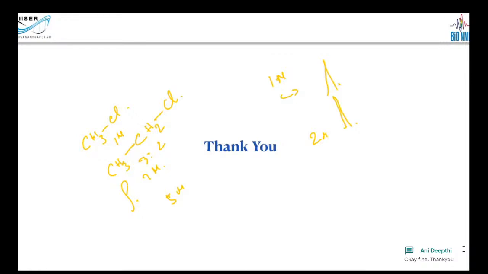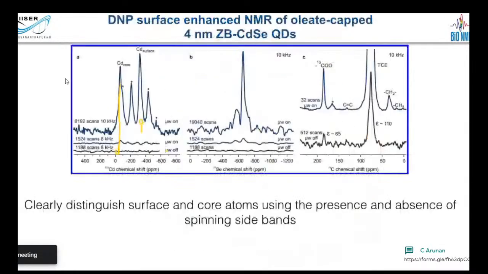One more simple question: in quantum dots, small peaks are there. Is it noise? Which quantum dots are you talking about? Yes, these are noise. I told you this is an example of how DNP is used to enhance the sensitivity of a cadmium selenium quantum dot.